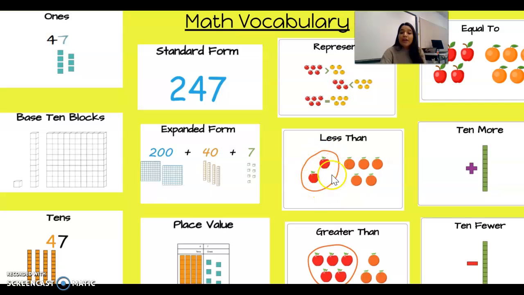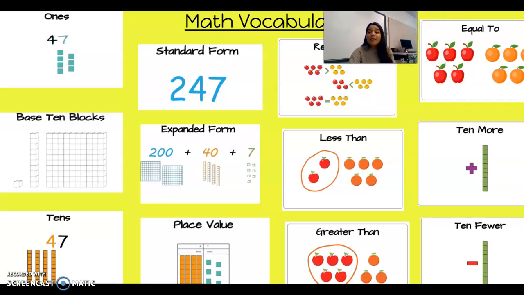So right here, the number of apples is less than the number of oranges because there are fewer. Greater than. Greater than is which one has more. What is the bigger number? So right here we have more apples than oranges. The number of apples is greater than the number of oranges.